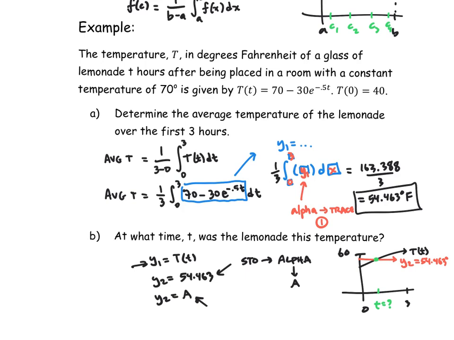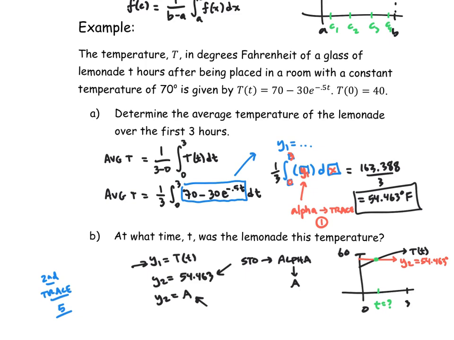Press the second button, then trace. Then I want to go down to option 5. Just press the number 5. It'll take you right to intersect. You're going to have a little cursor, and it's going to show up on one of the functions. I don't care where it is, just press enter. Then it'll say second curve, and it shows up on the other function. Enter. Then press enter again. It says guess, I don't care. Press enter again, and it'll find you that point of intersection.